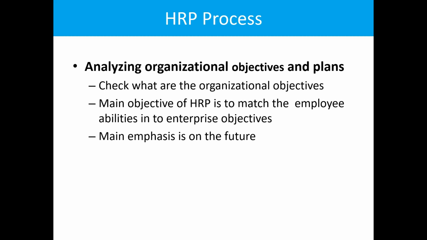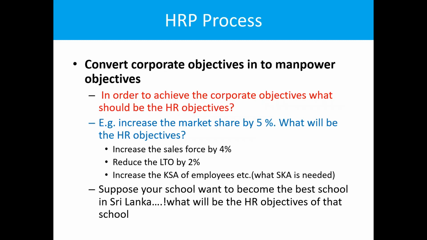The main objective of HR planning is to match the employee abilities to the enterprise objectives, right? So the main emphasis is on the future. A plan is to focus on the future. Therefore, you need to look at the corporate plans, and those plans need to be converted into manpower objectives. How can we do that? Suppose in order to achieve the corporate objective, what should be the HR objectives?